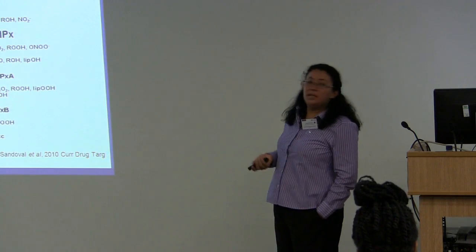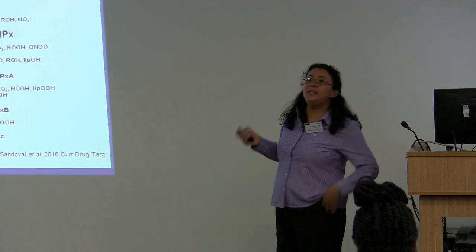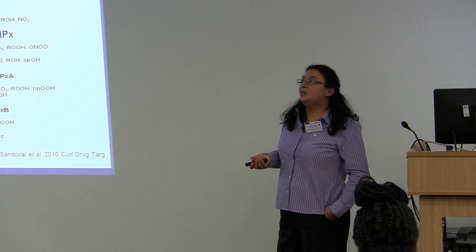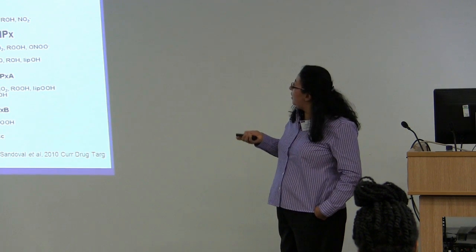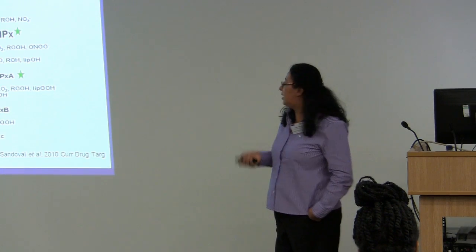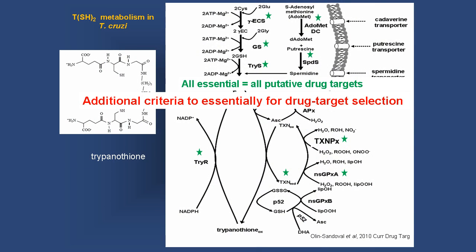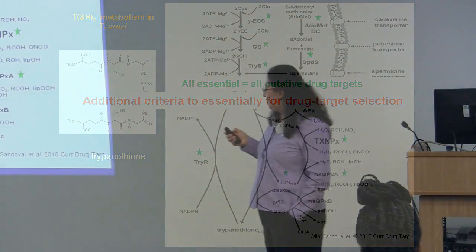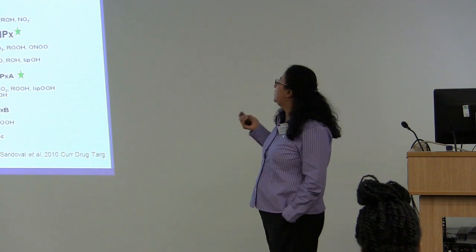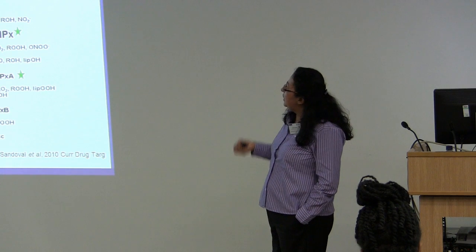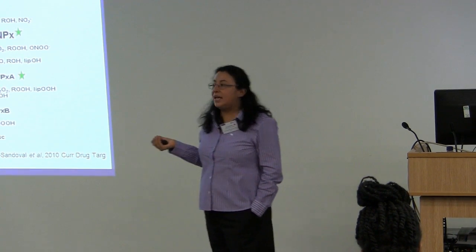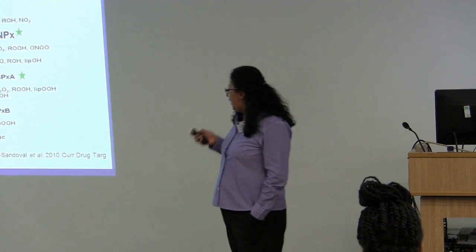So in trypanosomatids and in several other parasites, a way to identify drug targets is by knocking down or knocking out the corresponding genes. And as you can see, most of them have been downregulated. And it turned out that all these enzymes are essential, and therefore all the parasitologists say they are all putative drug targets. So we are in the same situation. We don't know which would be the most adequate drug target. Therefore, additional criteria to essentiality have to be applied for drug target identification.